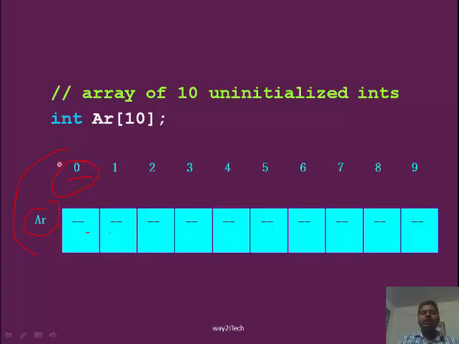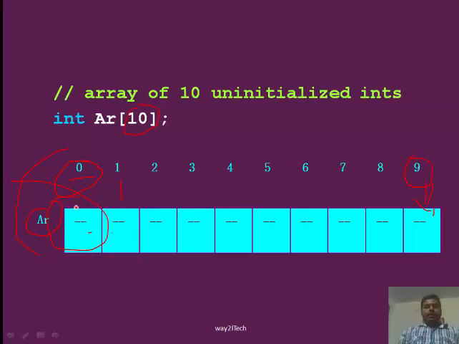So the first element will have index number 0, the second element will have index number 1, and the last element will have index number 9. Means the last element will have index number size minus 1. Size is 10, so the index number of the last element is 1 less than the size of the array. That's why the index of the last element is 9. And each element will be of int type. Means here also some int value will come, like suppose 5, here 10, 20 and so on.